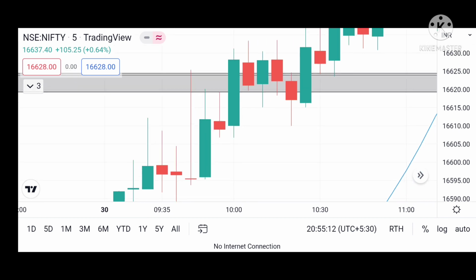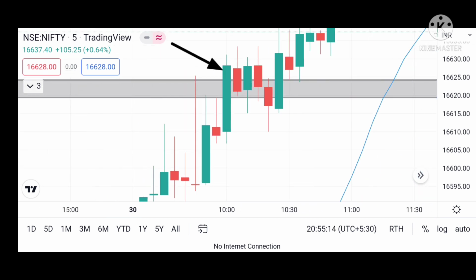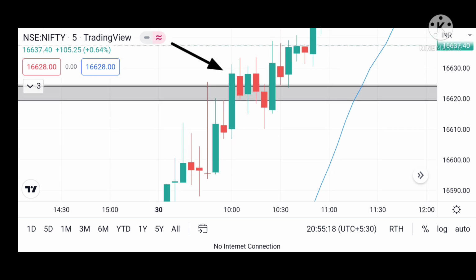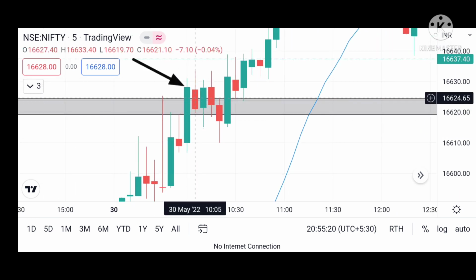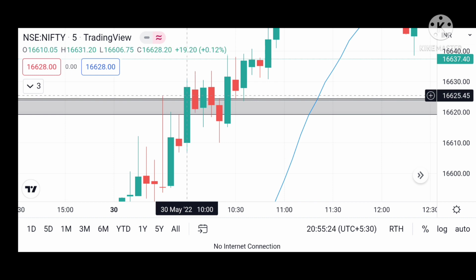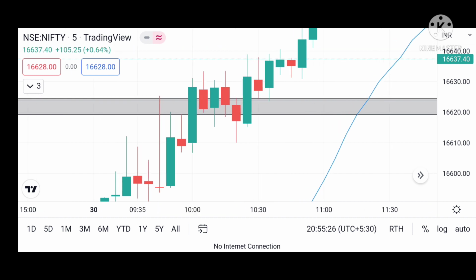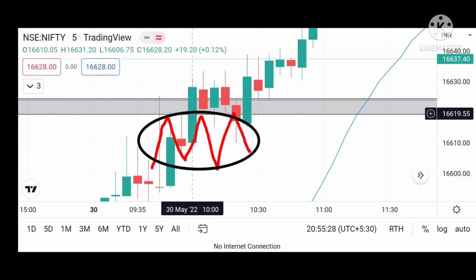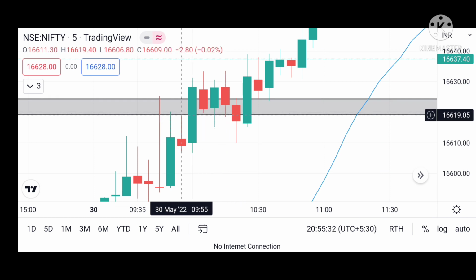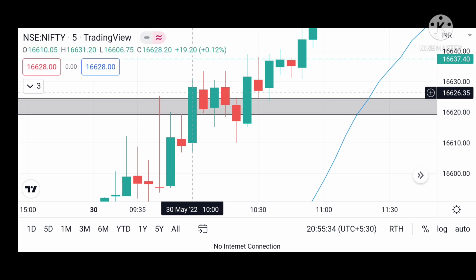After this there is one breakout candle from this level. If any novice trader has marked this level, they immediately go long on this candle, because this is the breakout candle. Why am I not comfortable going long? Because you can see here there is no consolidation. If there is no consolidation, there is a greater chance of a fake breakout. That's why it is a fake breakout.